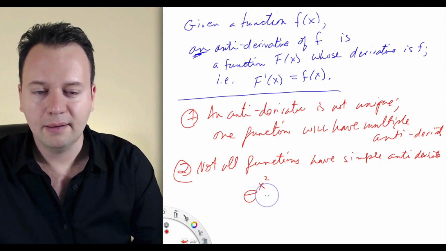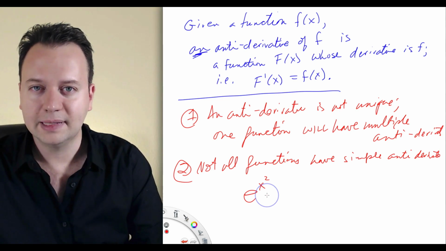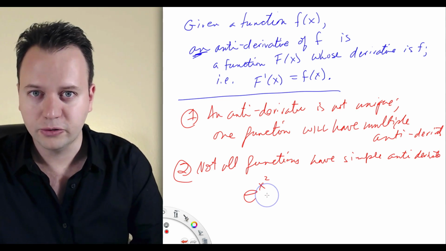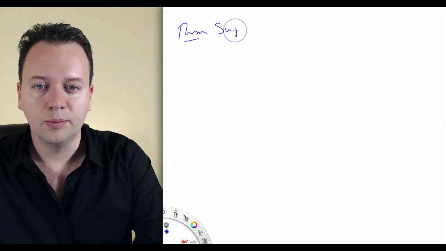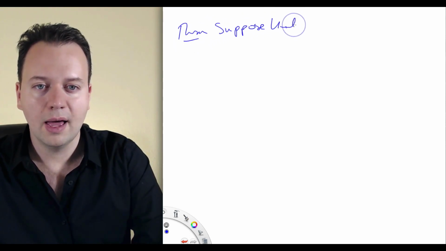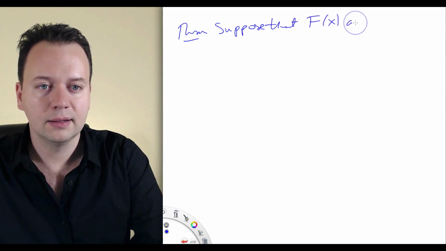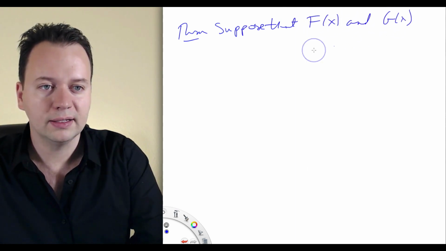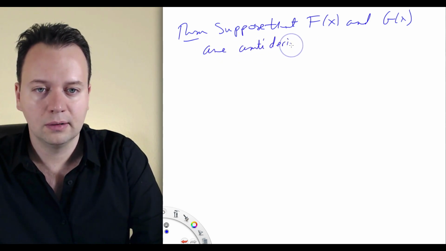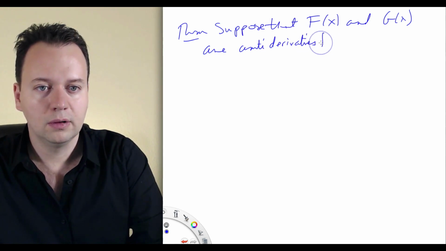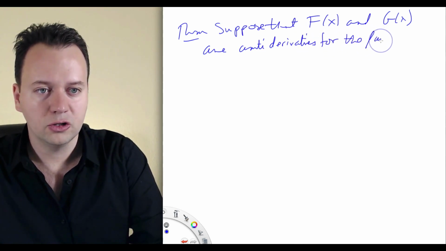So we're looking at functions, and some functions have these antiderivatives available to us. Now, the first basic theorem about antiderivatives is the following. Theorem: suppose that capital F of x and capital G of x are antiderivatives for the function little f of x.